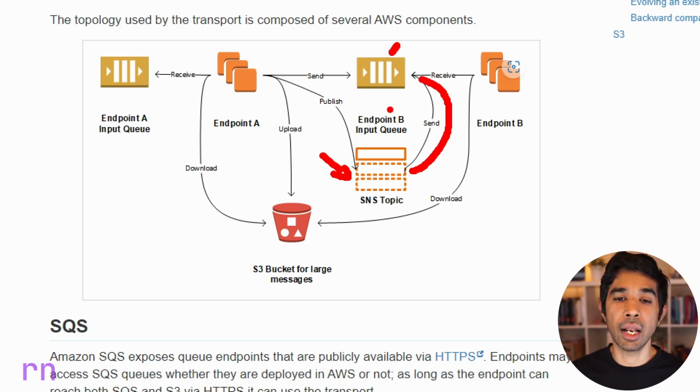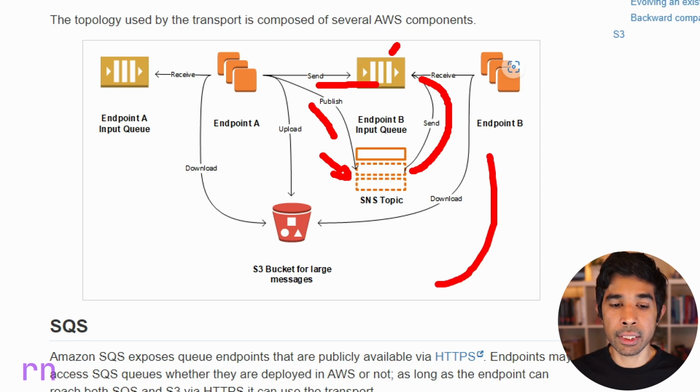Anytime the message is larger than the allowed size, it stores the message in the S3 bucket and simply sends the reference to that message in these messages to the queue or the topic. So as soon as the receivers get it, they pick up the message from the S3 bucket and process it accordingly. We saw how all these different AWS components come together when using NServiceBus in this video and the previous.